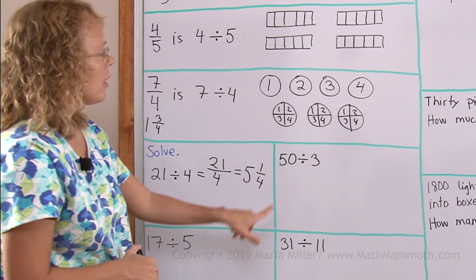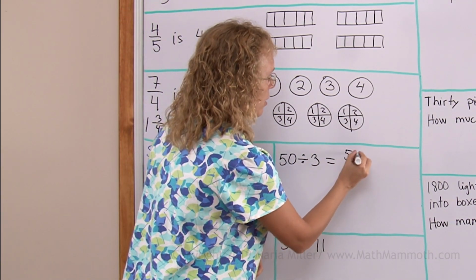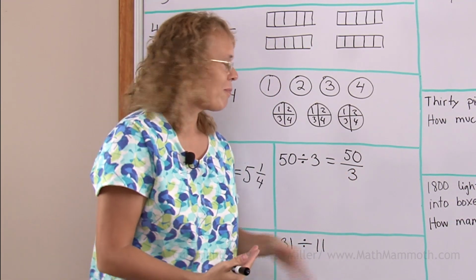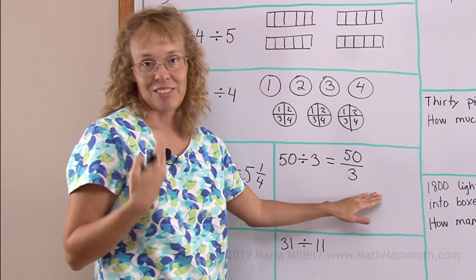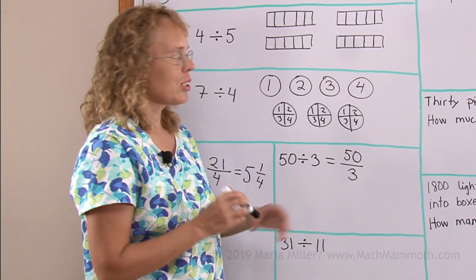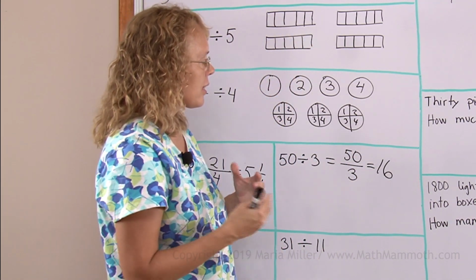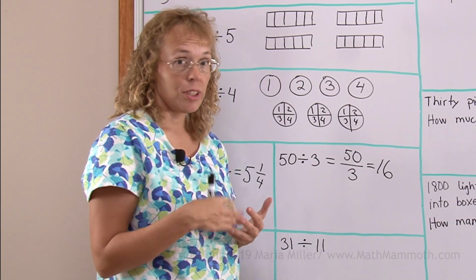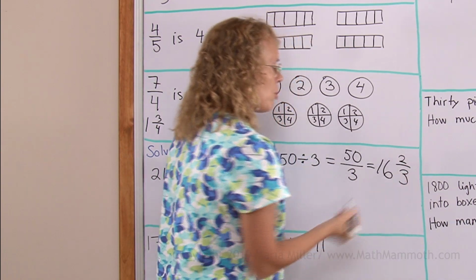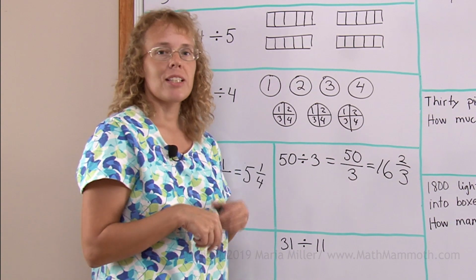Here, 50 divided by 3. I'll write it as a fraction, 50/3. Now I will change it into a mixed number, and at that point I do need to divide. 50 divided by 3. I need to think, 3 goes into 50, it goes 16 times, yes. And then 16 times 3 is 48. There's 2/3 left over.